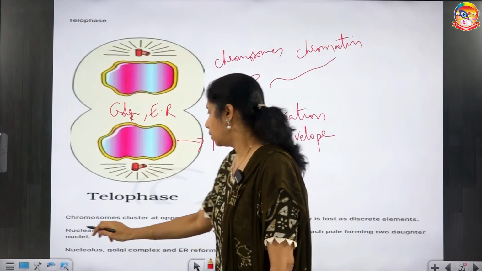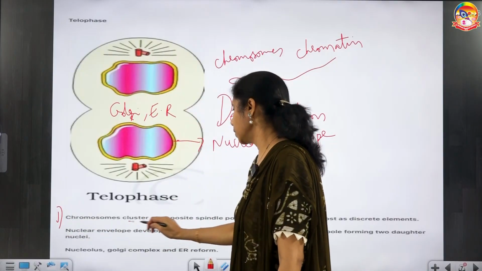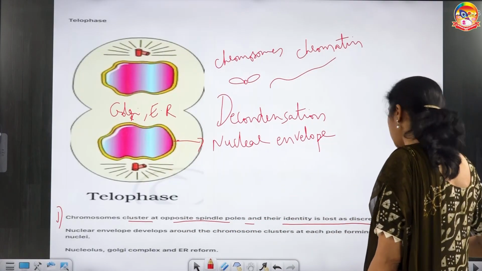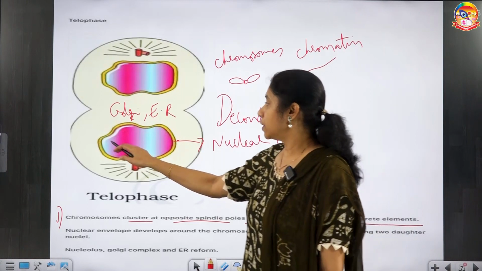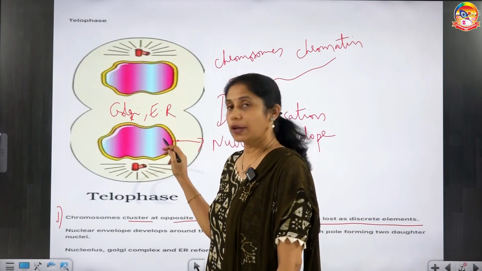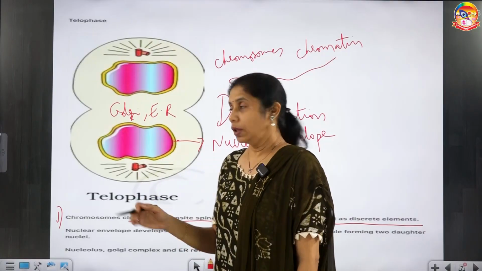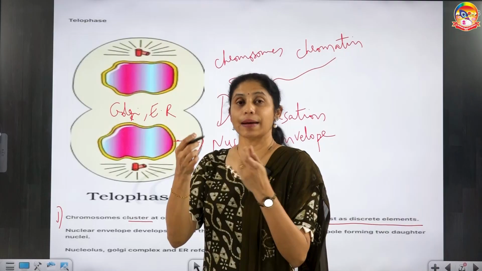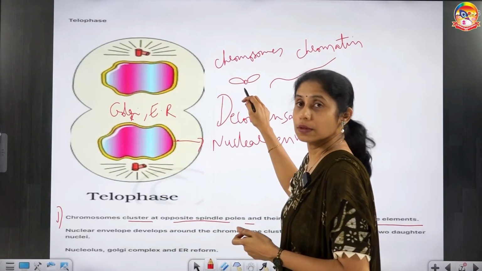Let us see the matter. Chromosomes cluster at the opposite spindle poles and their identity is lost as discrete elements. Can you see any chromosome identity in this diagram? Can you tell me? We can't. So they are losing their individuality, they are losing their identity as separate elements.